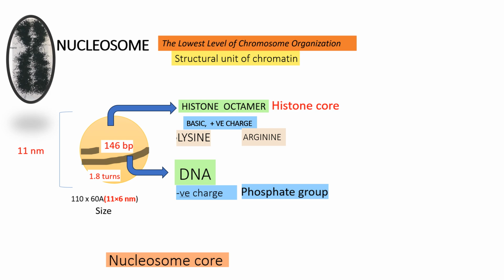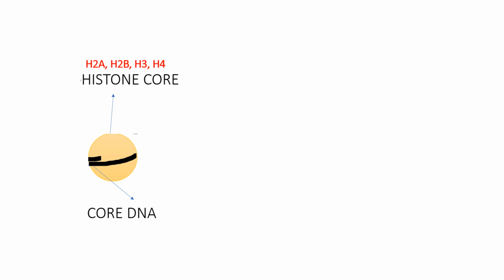Histone core do not bind randomly to the DNA. Rather, they tend to position themselves at certain locations which appear to depend on a local abundance of AT base pairs. The DNA associated with the nucleosome core is known as core DNA. The histone core comprises the following four histone proteins: H2A, H2B, H3 and H4.